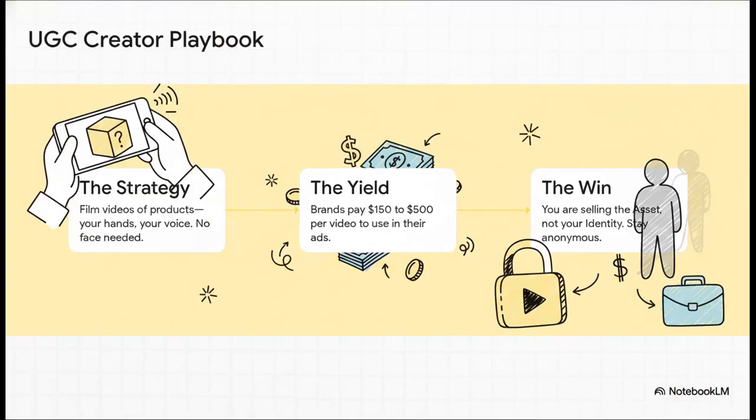Okay, so here's the game plan. It's super simple. You film basic videos. Maybe it's just your hands unboxing a new gadget or your voice talking over a screen recording of an app. And get this, brands will pay you, we're talking $150 to $500 per video, just to use that content in their ads. You don't even have to post it on your own channels. And this is so key. You're selling an asset, the video itself, not your identity. You get to stay completely anonymous.